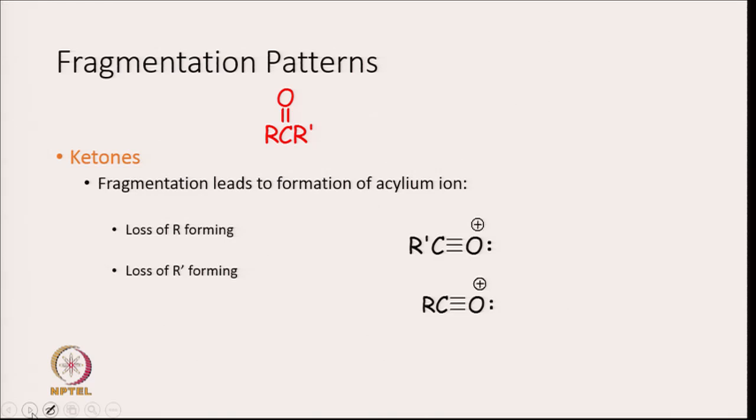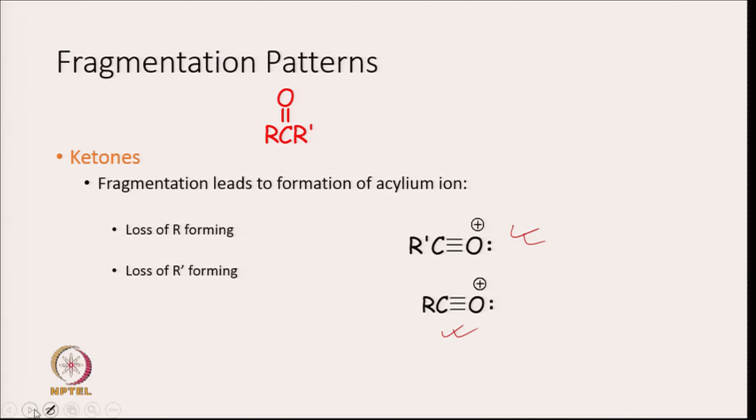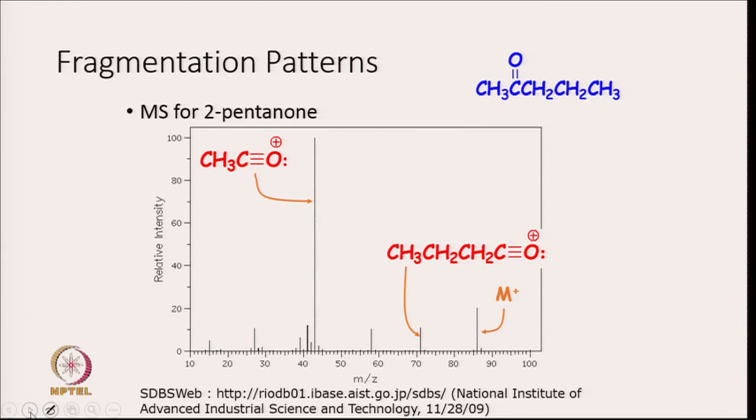Ketone fragmentation leads to formation of an acylium ion. So, you can get this or you can get this one. Two different kinds of fragmentation are possible, and that is what you expect in the mass spectrum of your ketone. Here is the mass spectrum of 2-pentanone, and this is the formula for 2-pentanone.